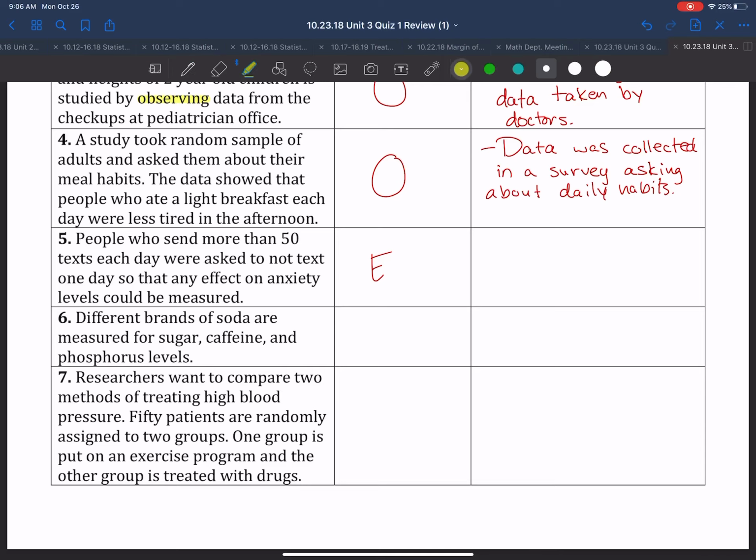And the key here, they were asked to, okay? So they're telling them, okay, you don't text for a day and see what happens. So I'm going to put were asked to. Those are kind of our key words there. And the reason is not texting is a treatment. And the reason is because it is not their normal routine.